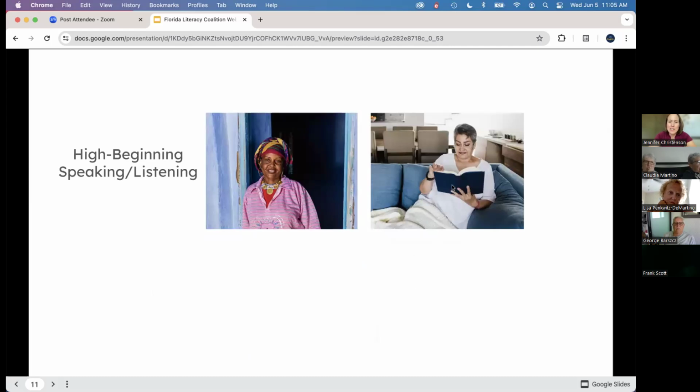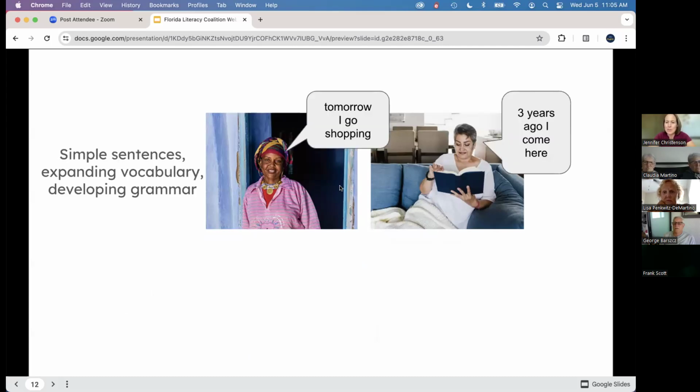In contrast, these two students are a little bit higher. I would put them in the high beginning speaking, listening category, where if you ask them a simple question in English, you'll get several words strung together. They're demonstrating expanding vocabulary and developing grammar. It's probably not quite perfect yet. They're still at the high beginning level, not the intermediate or advanced level. So that's how these two students are different from the first two.